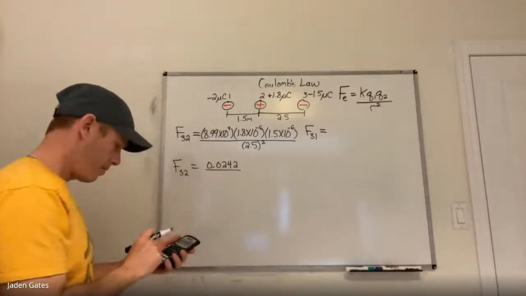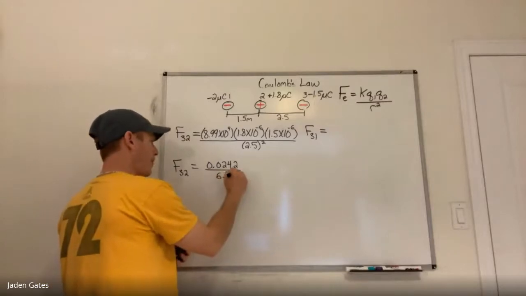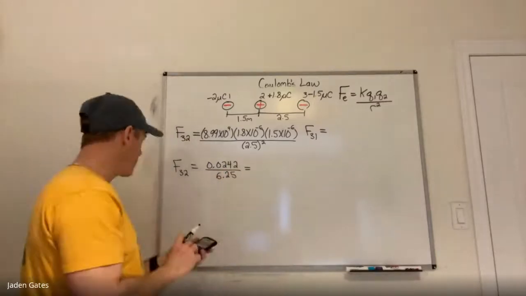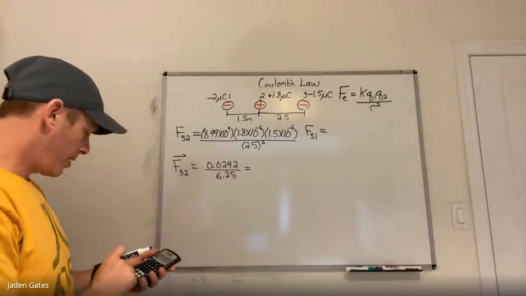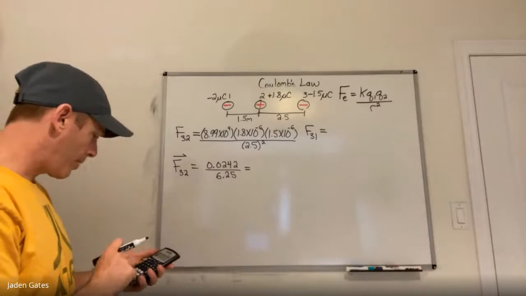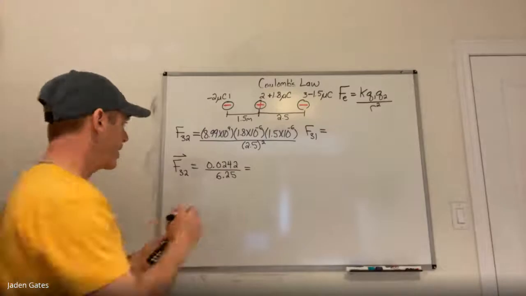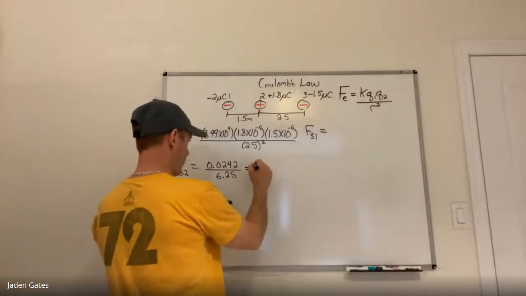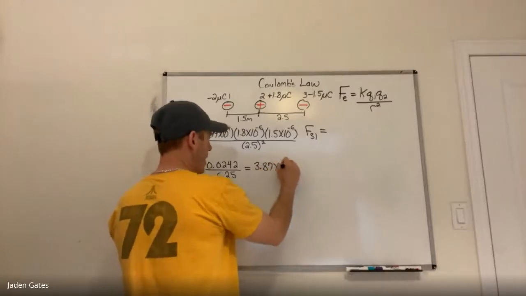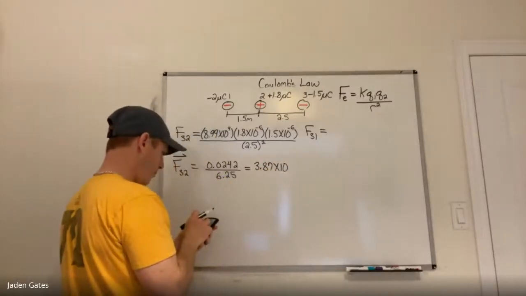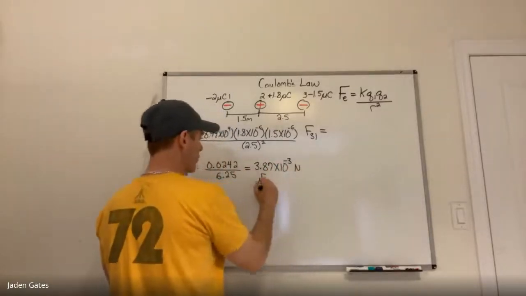2.5 squared, 6.25. All right, so if I take those two numbers, and again, I'm going to put a little vector symbol on there because I am going to put some direction on it. All right, so I take my 0.02. I could have done this all in one step, but just to kind of break it down a little bit. And I get, I guess I'll go scientific notation here, 3.87 times 10 to the negative 3 Newtons.